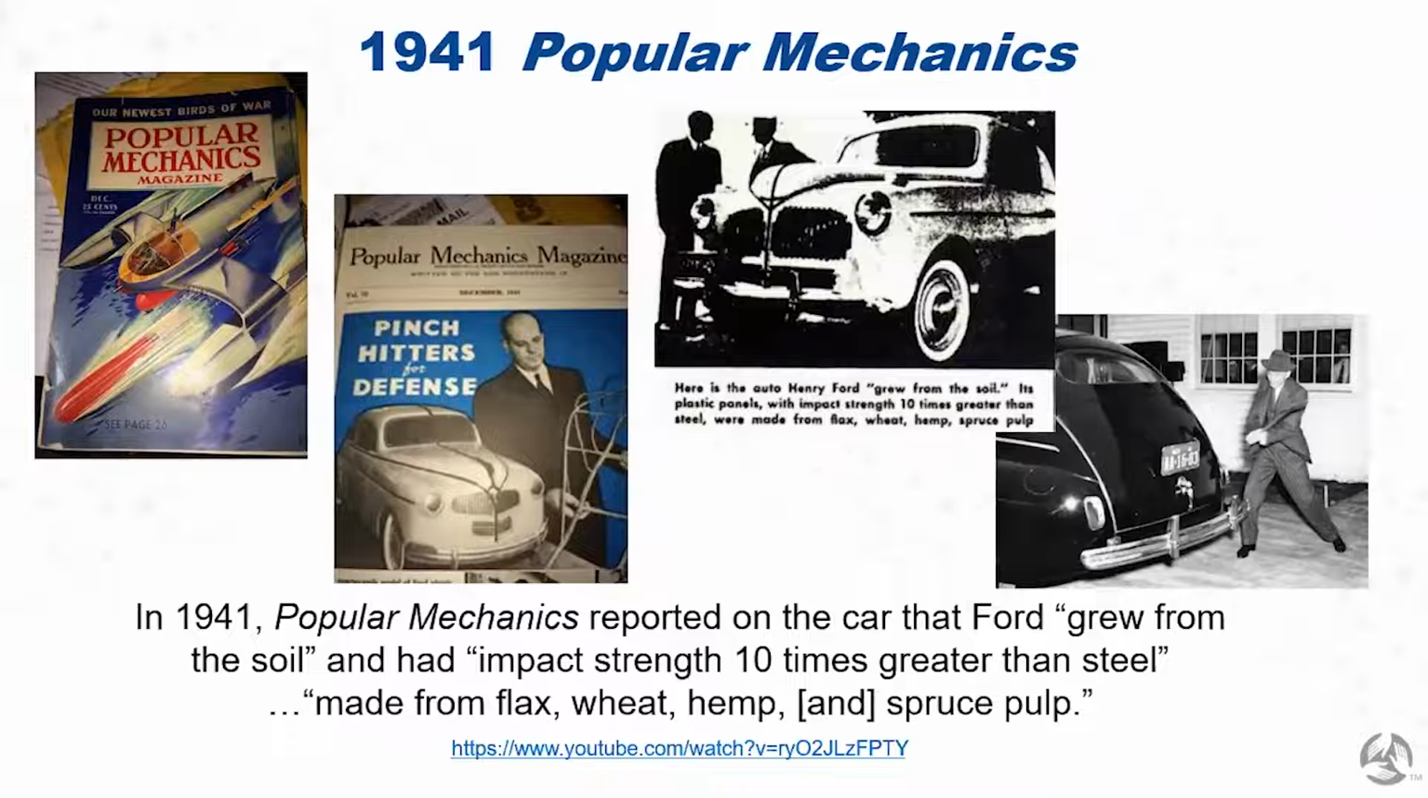And so we see here that the whole entire magazine issue is really, particularly this focused article, Pinch Hitters for Defense, talking about industrialists who were creating renewable resources. They didn't call them renewable resources back then. They didn't say bio resins back then. They described this car that Henry Ford created as the car that Henry Ford, quote, grew from the soil, with its plastic panels and impact strength 10 times greater than steel. They were made from flax, wheat, hemp, and spruce pulp.